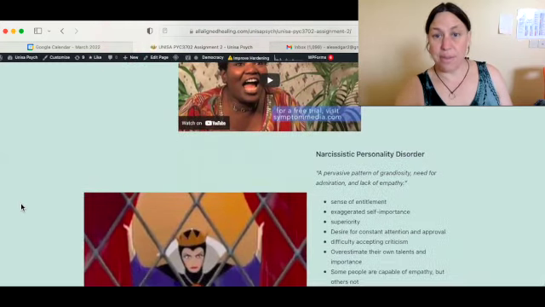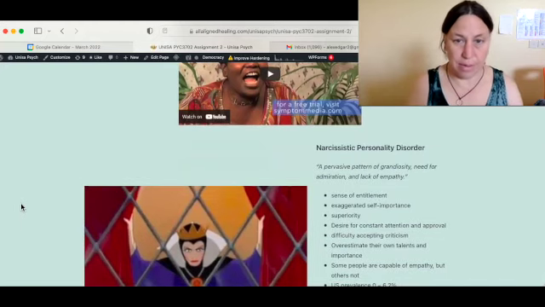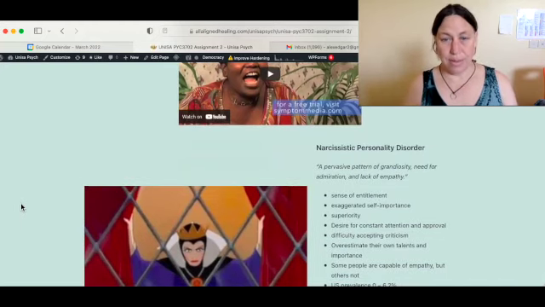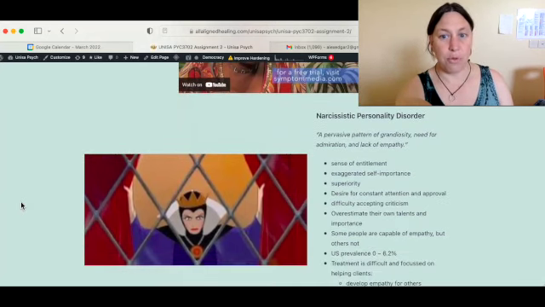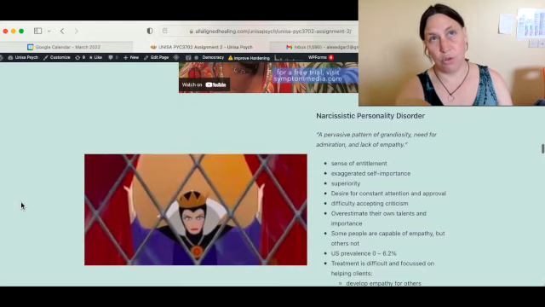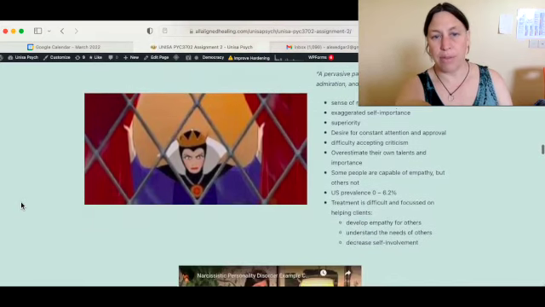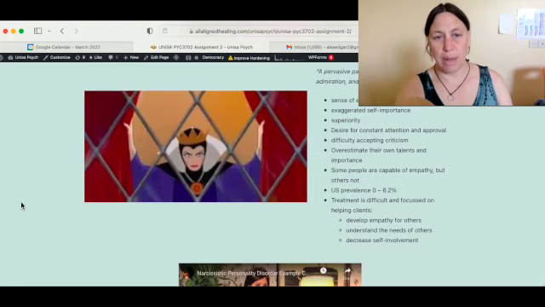Right, narcissistic personality disorder, our villains. Another bunch of villains. Narcissists may or may not lack empathy. It depends on the person. But there is going to be a pervasive pattern of grandiosity and a need for admiration, self-centeredness, putting themselves first, overestimating their own talents and importance. Up to 0 to 6.2% prevalence, so 1 in 20 people, that's quite a lot. Treatment is about helping clients to perceive, understand, and relate to others as important.